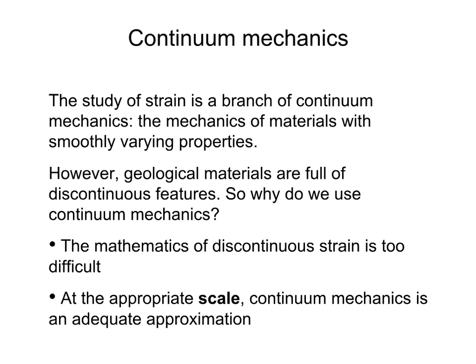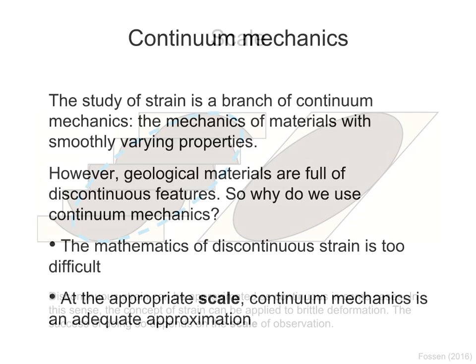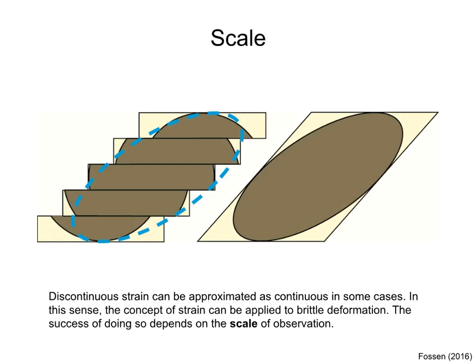So why do we use continuum mechanics? The main reason is that the mathematics of discontinuous strain is too difficult, and at the appropriate scale, continuum mechanics is a reasonable approximation. For example, discontinuous strain as the one displayed in the figure to the left, can be approximated as continuous strain as displayed in the figure to the right. Thus, the concept of strain can be applied to brittle deformation. The success of doing so depends on the scale of observation.